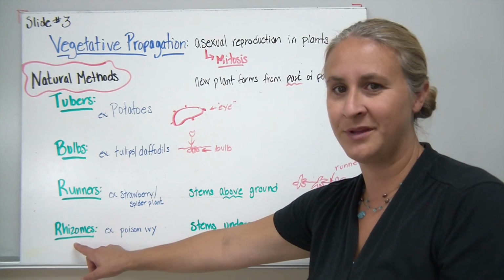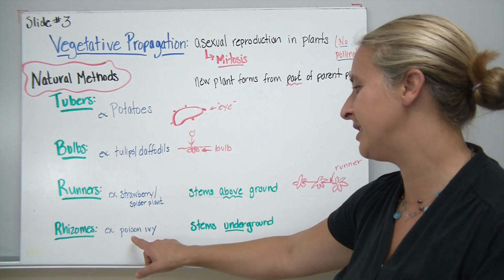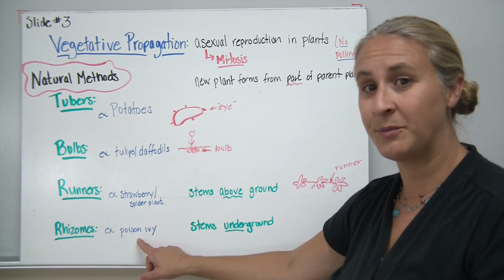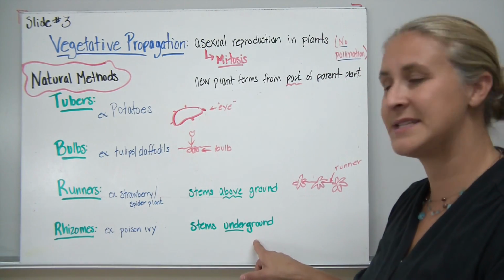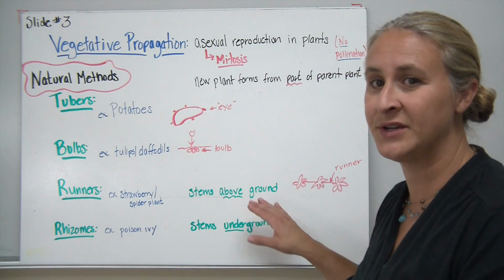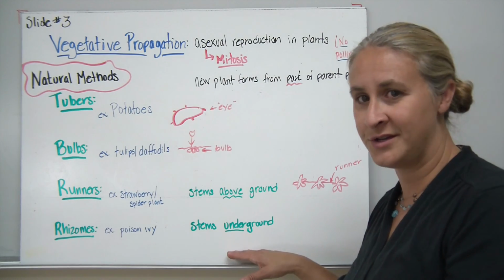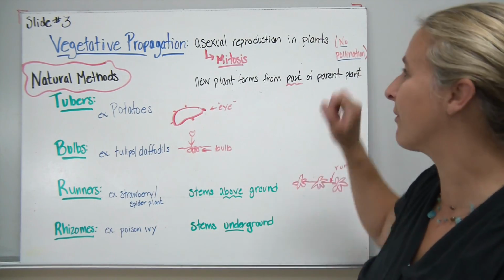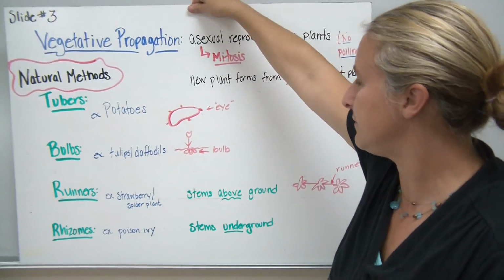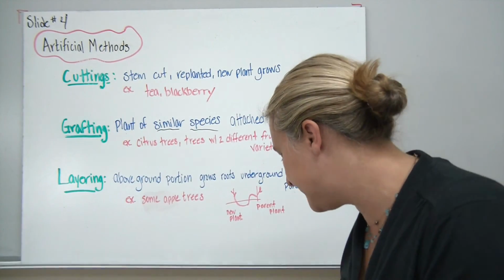Rhizomes are another example of natural vegetative propagation. One example of rhizomes would be poison ivy. Poison ivy has stems that grow underground, very similar to the strawberries, but instead of being above ground, they're underground. Irises also grow in this manner. So those are our natural methods.